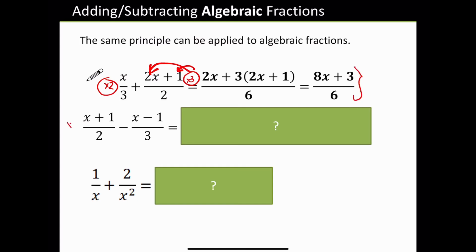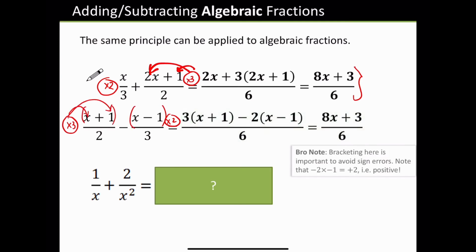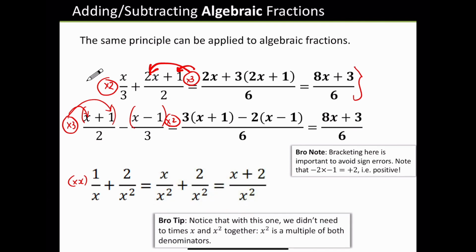Same again here, multiply by 3, multiply by 2. But it might be a good idea to put brackets so you actually remember to multiply both things. So left with 8x plus 3 over 6. So same again here, okay, what could I possibly do? Well, you could multiply by x squared, or you could simply multiply this one by x. So therefore you're left with x plus 2 over x squared.